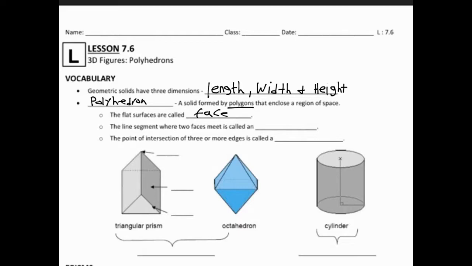a line segment where 2 faces meet is called an edge, and the point of intersection of 3 or more edges is called a vertex.